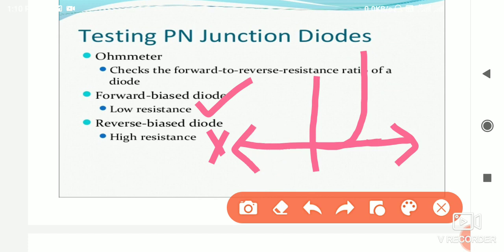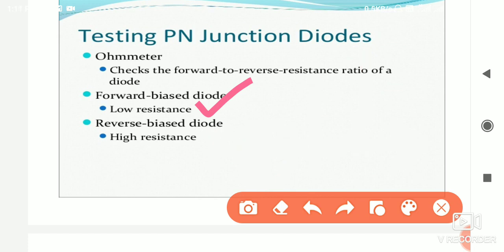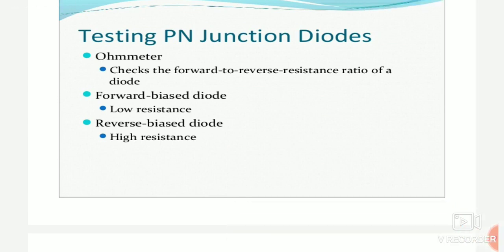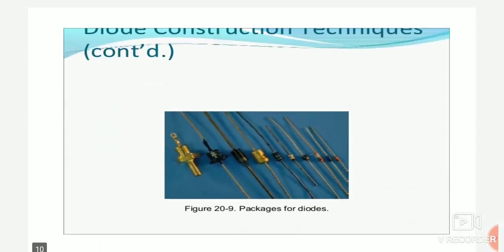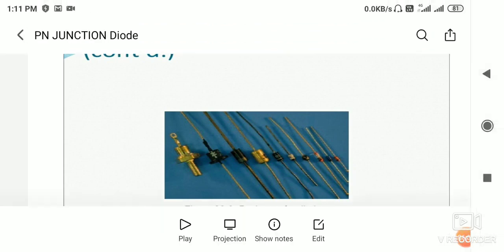The next question arises: how does a PN junction diode look in a laboratory? Here we can see a lot of PN junction diodes. This is the general diode, tunnel diode, varactor diode, normal diode. There are many types of diodes. All diodes contain P-type and N-type material, with some mixing of impurity. We can discuss the impurity diode in the next lecture.